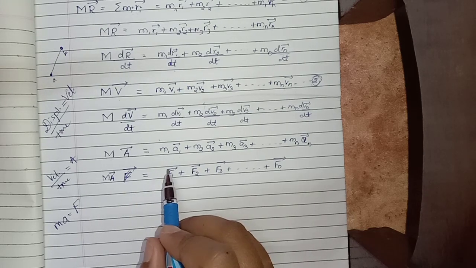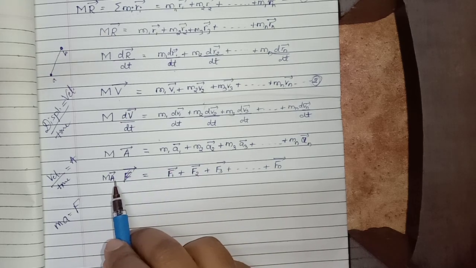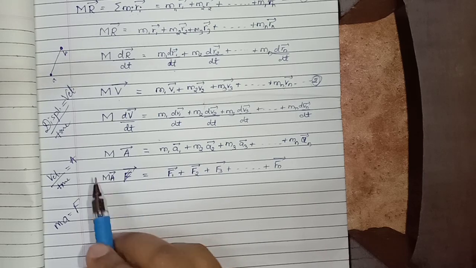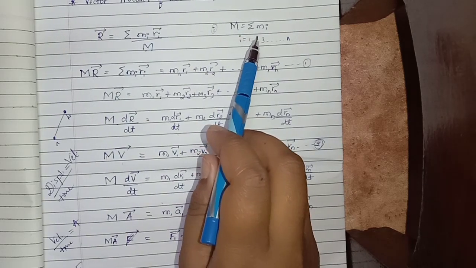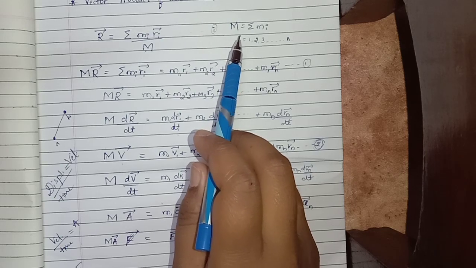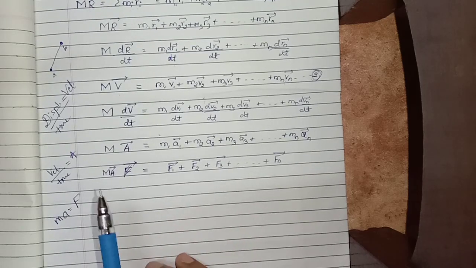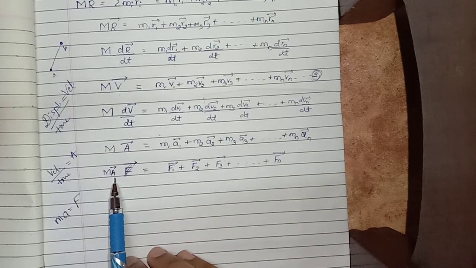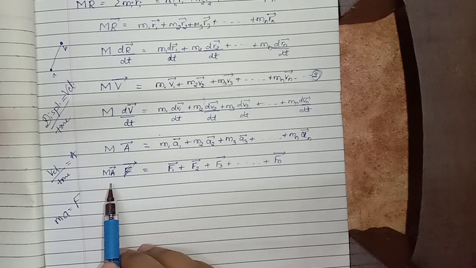This is the product of the total mass of the system of particles and the acceleration of the center of mass. This M into A, what is it? M is the total mass, which you have already seen: the summation of mi is equal to capital M. It is the total mass of the system of particles, and A is the acceleration of the center of mass of the particles. So this product M into A is nothing but what?